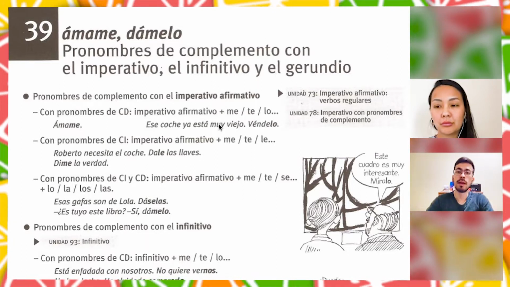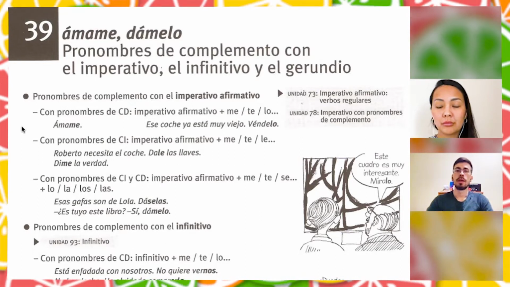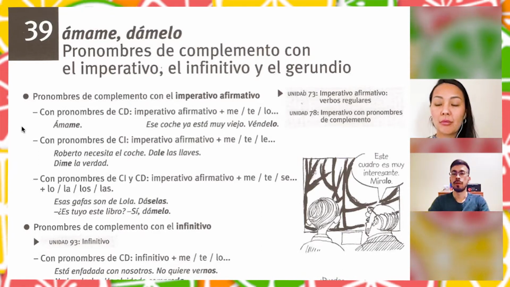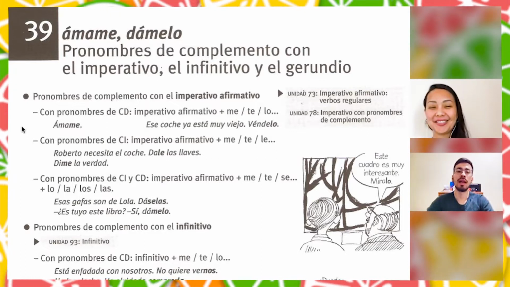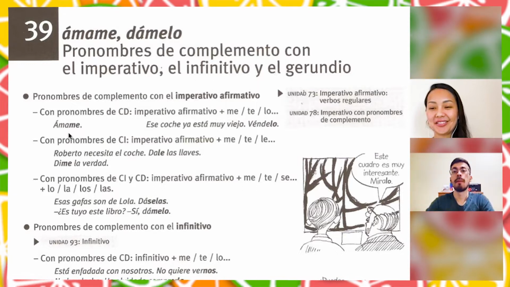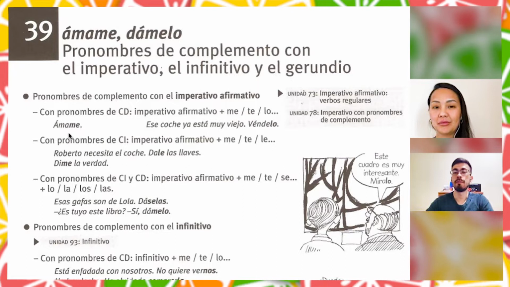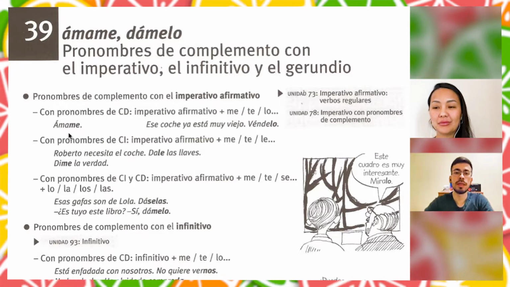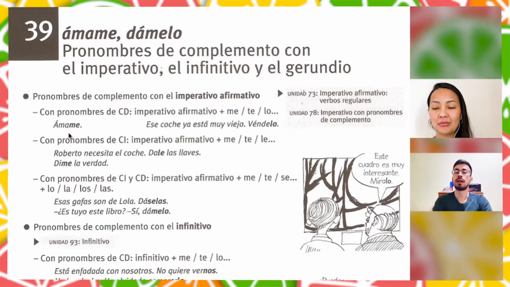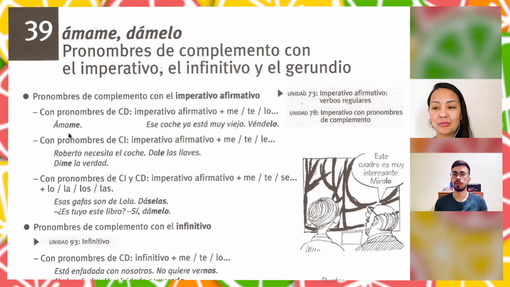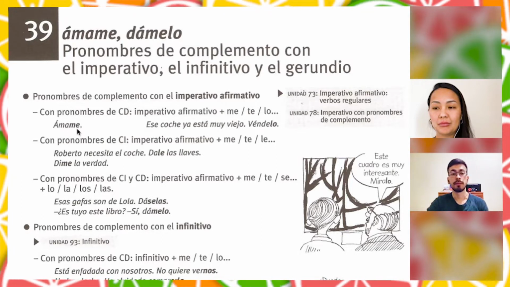For example, we have here the verb amar. What does it mean? Love, obviously. So we add here the pronoun me. What does that mean? It means love me. As you can see, we just add it, and the word is going to be together. We will not have two different words, only one. So ámame, love me.